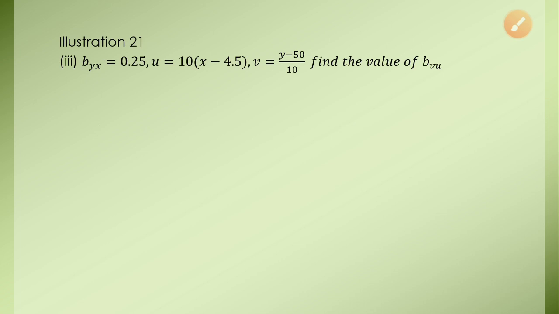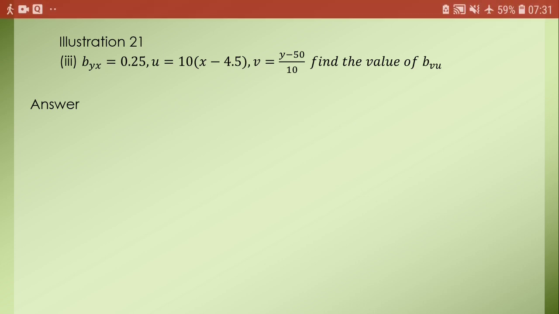Then illustration number 21, sub question number 3. Byx is 0.25, u is equal to 10 into x minus 45, v is equal to (y minus 50) upon 10. Byx is given, Bvu is the question, and as far as Cy and Cx are concerned, Cy you can see clearly: this 10 is Cy.